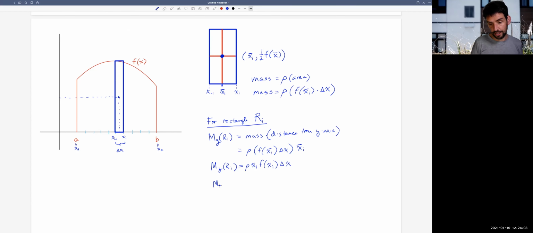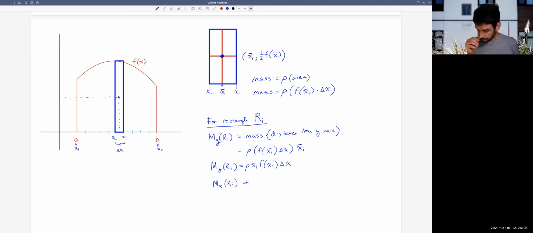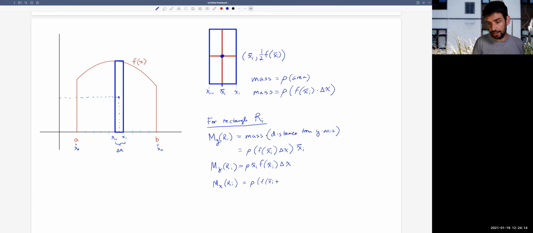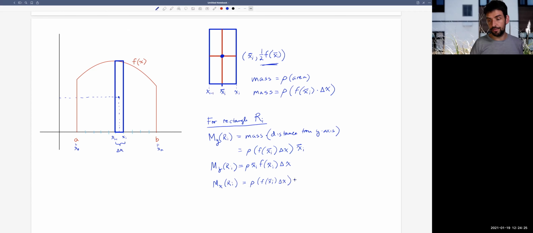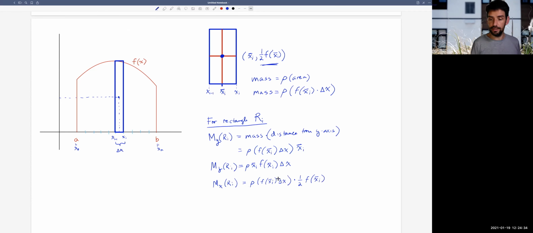We do the same thing for the x-axis, right? We're going to have the mass. It's going to be exactly the same, the density times the area. But now we need the distance to the x-axis, which again is just the y-coordinate. That's what that y-coordinate measures, the vertical distance from the x-axis. And that is 1/2 f of x bar sub i.